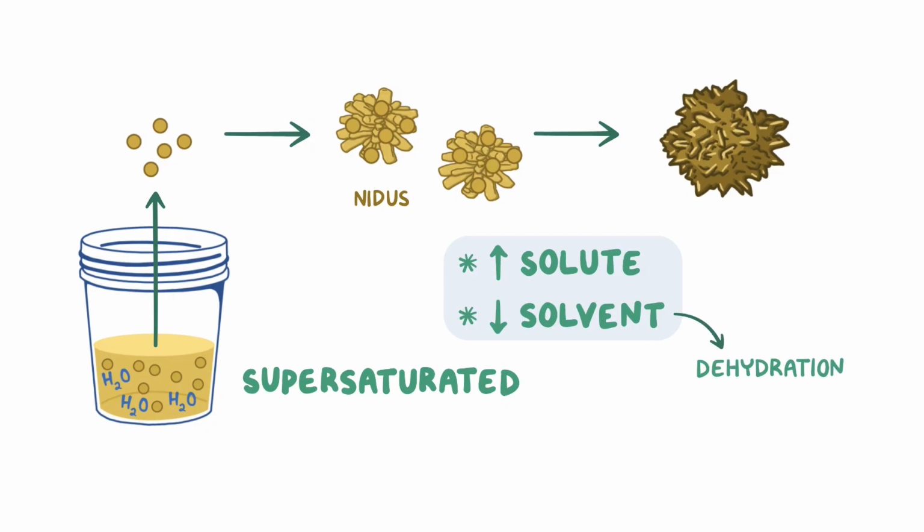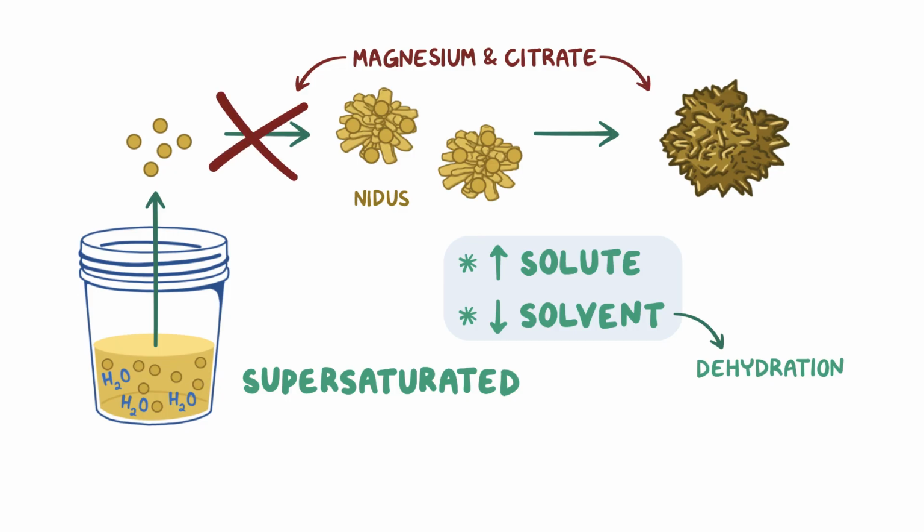In addition, there are substances like magnesium and citrate that inhibit crystal growth and aggregation, preventing kidney stones from forming in the first place.